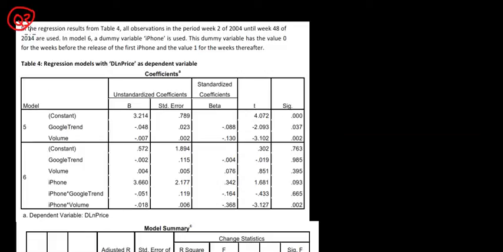Let's have a look at question 3 in this video. In the regression results from table 4, we have all the observations from week 2 of 2004 until week 48 of 2014. In model 6 we have a dummy variable iPhone, which has the value of 0 for the weeks before the release of the iPhone and the value of 1 after the release of the iPhone. Before going further, what would be the intuition here? Why would we use this dummy variable?